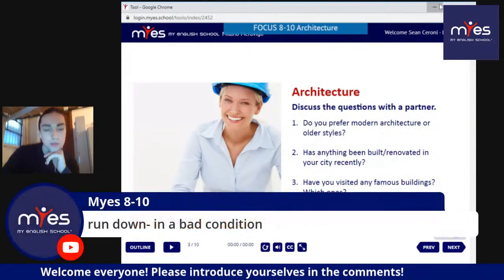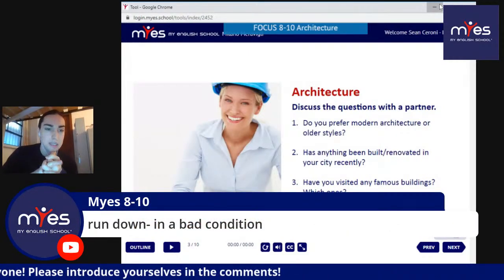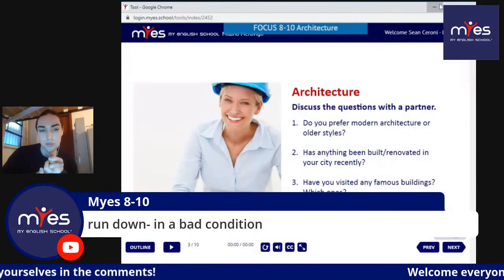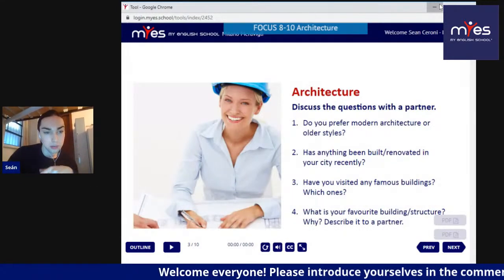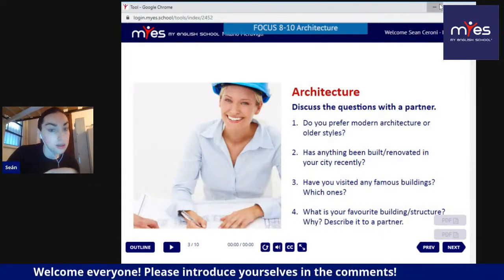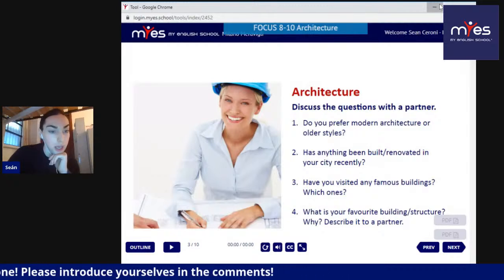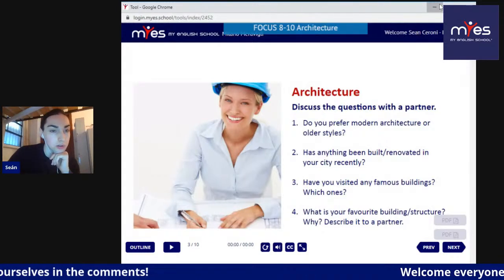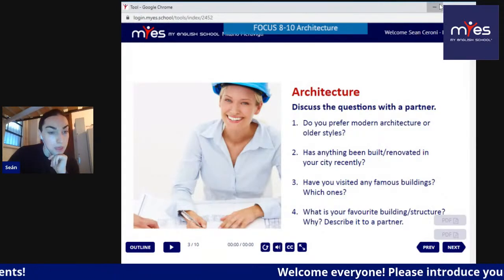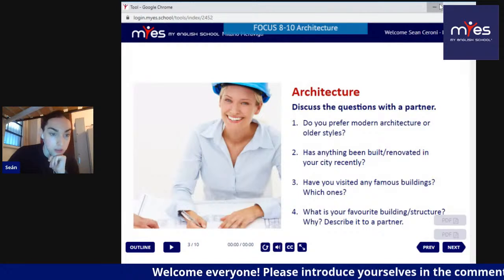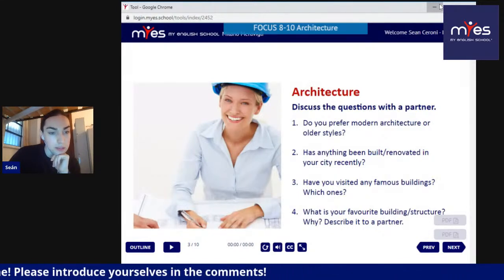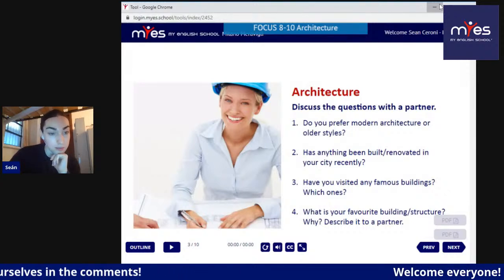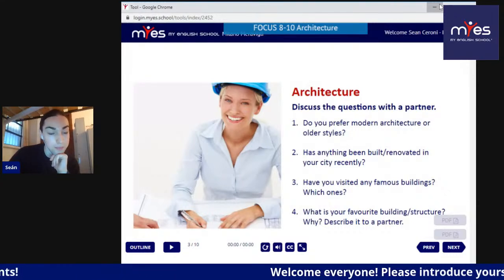Run down is when a building is not maintained, not kept in a good condition. And a lot of parts of Dublin were run down, particularly an area near the sea, which we call the Docklands. And they built a lot of new buildings in this area of the city. Very nice buildings for the most part.